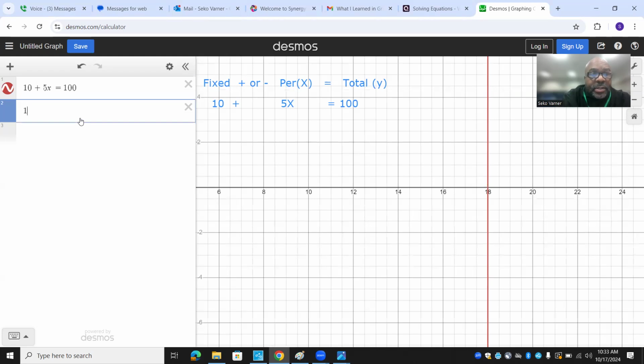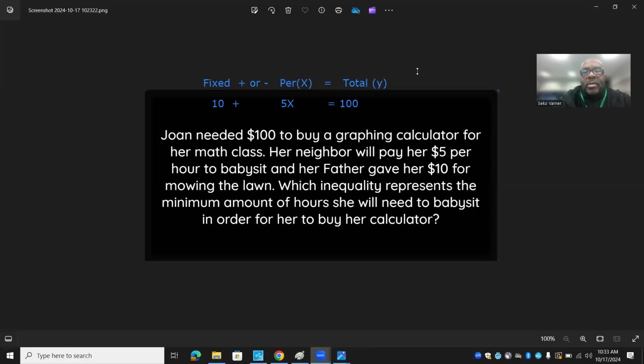Let's check. 10 plus 5 times 18 gives me the answer of 100. So we just figured out what x was. We just solved for x. Now that we know what x is, we can say that x is 18.